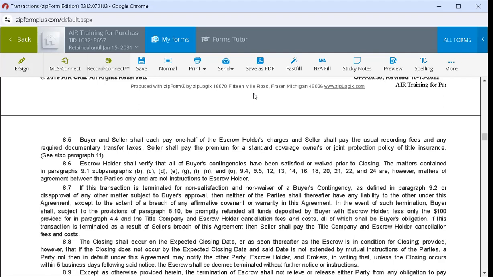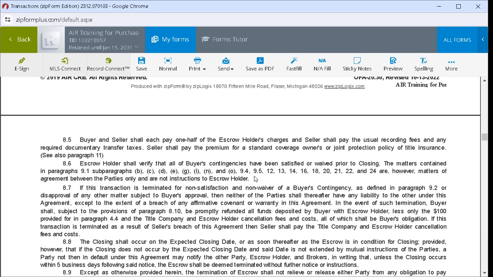So if these fees aren't agreeable to your client or the other client, maybe the listing agent will counter it. Maybe you'll amend this paragraph. So I just wanted you to be aware of 8.5 because they've already built the escrow fees in, okay? And you can amend it if you need to.